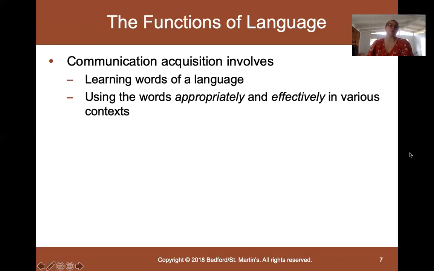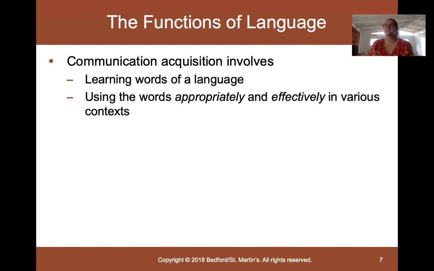The functions of language. So communication acquisition involves learning words of the language, right? And then using the words appropriately and effectively in the various contexts, right? So in order for us to be able to effectively communicate, we need to understand our context and we need to use words appropriately in said contexts, right?